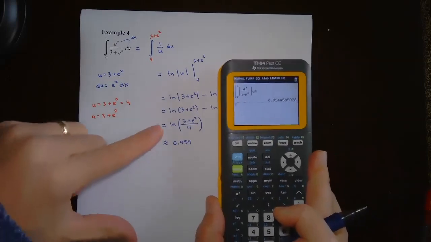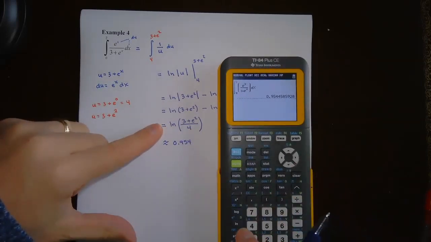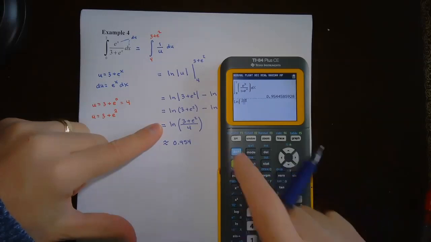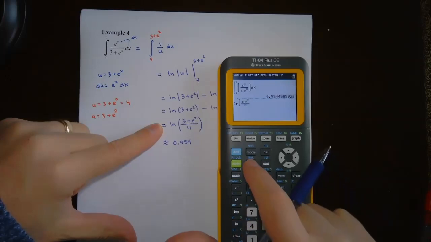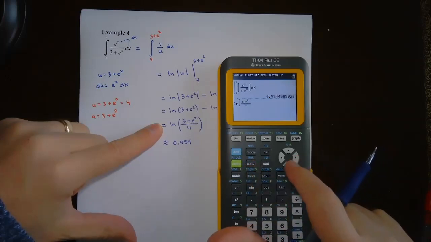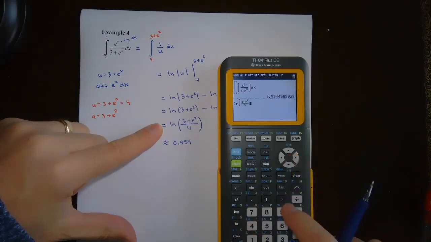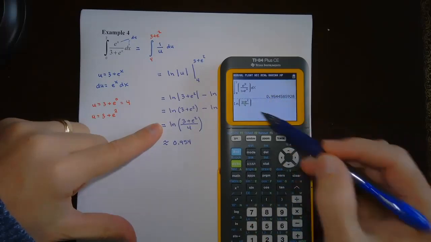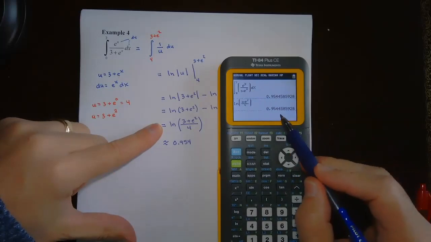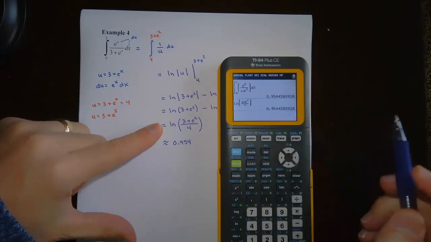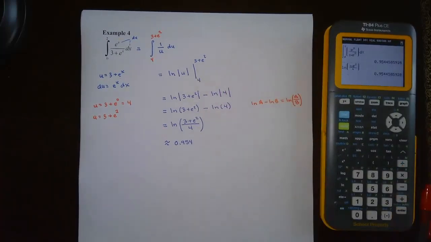Now let's put this in, and I'm going to show you that this is the same value. So ln of 3 plus alpha e squared over 4. And I'm going to show you that this integral and this value are the same. And look, they are. All right, guys. So that is the last example for this lesson, the last lesson on integration by substitution.